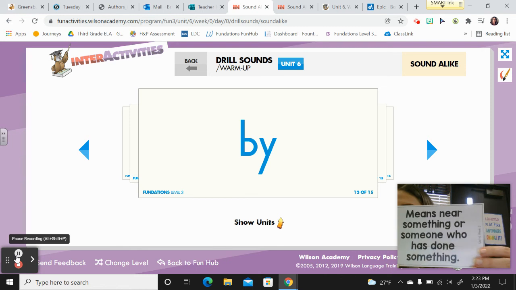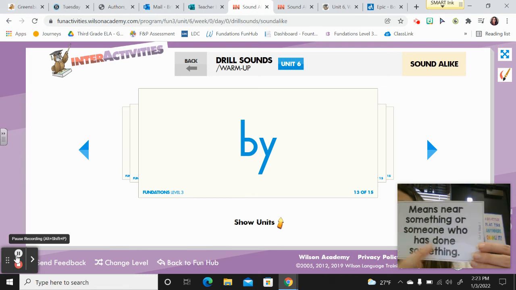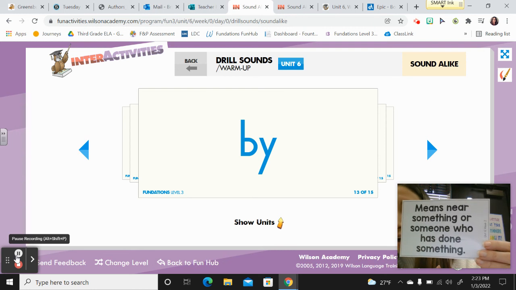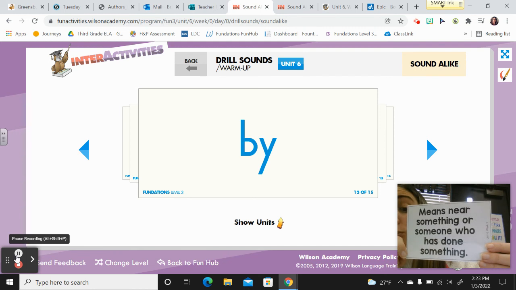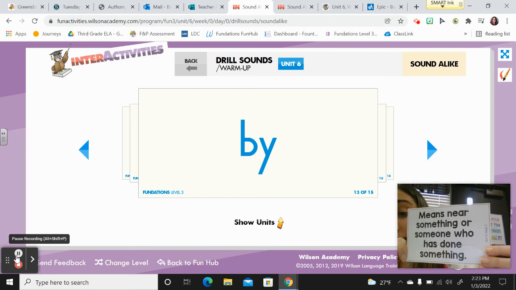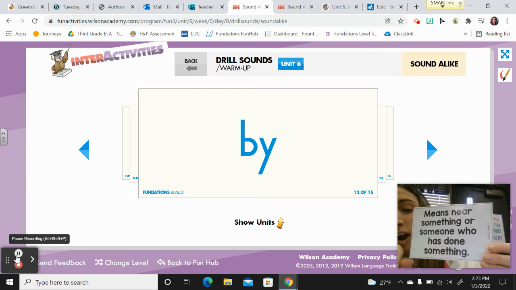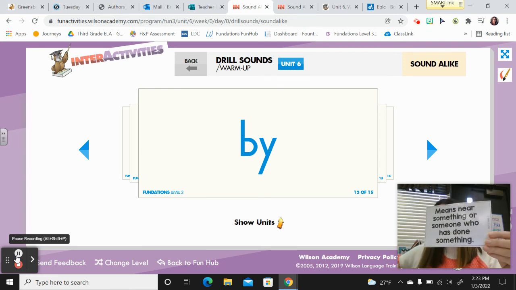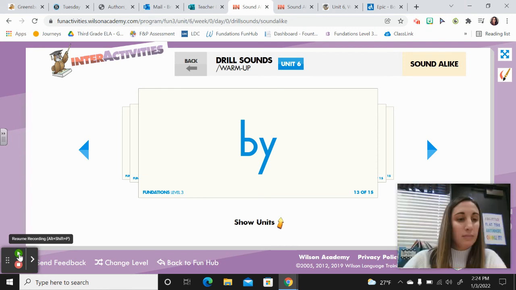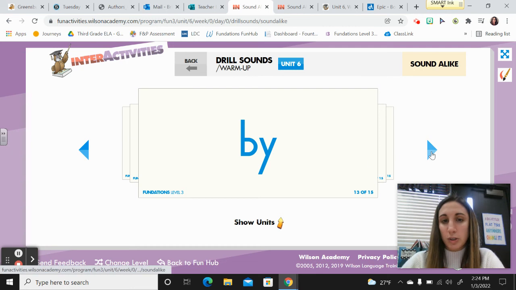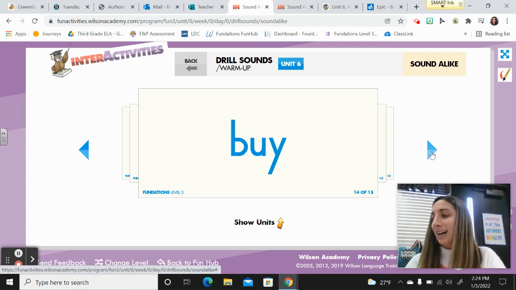Okay, I know we mentioned that by could mean near something, but the other part of this definition says, or someone who has done something. So you might see this when a book is written by someone or a picture is drawn by someone. That's the other option for by. But for our signal, we're just going to go with the one that means right near you. All right, let's take a look and see which sound alike is next.